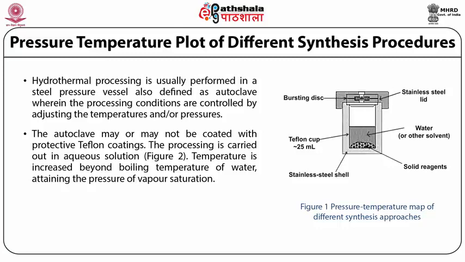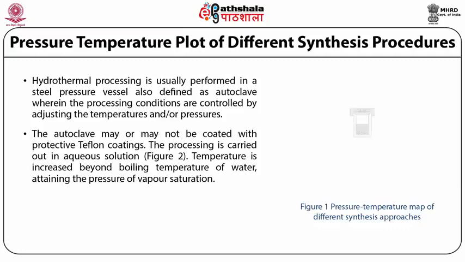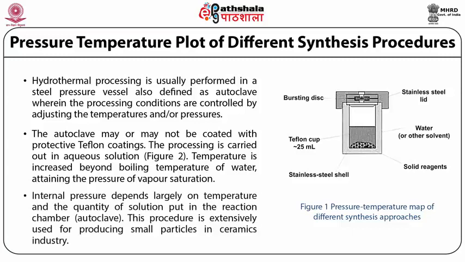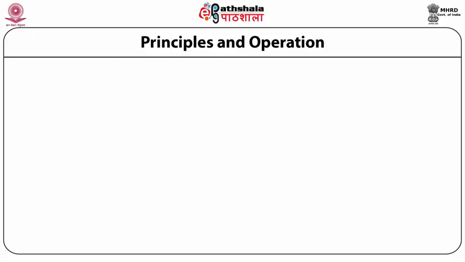The schematic of a hydrothermal experiment setup is shown in figure 2. The temperature is increased beyond the boiling temperature of water, attaining the pressure of vapor saturation. Internal pressure depends largely on temperature and the quantity of solution which is put inside the reaction chamber, that is the autoclave. This procedure is extensively used for producing small particles in the ceramics industry. Now we will discuss the principles and operation of the hydrothermal technique.